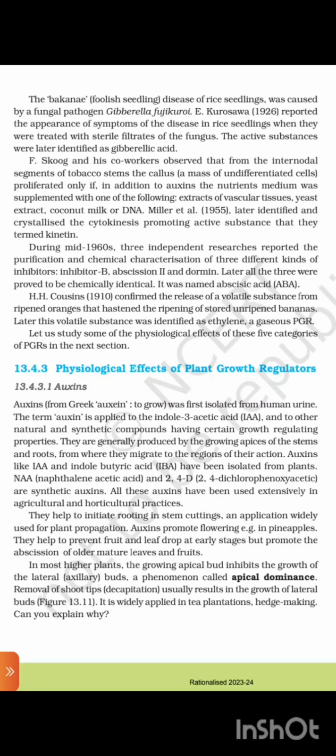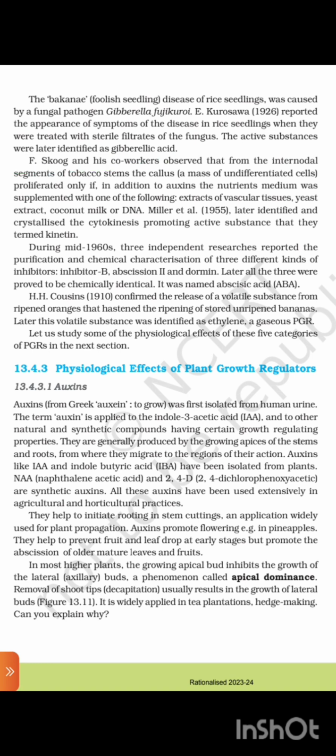Foolish seedling disease of rice seedlings was caused by a fungal pathogen, Gibberella fujikuroi. E. Kurosawa, in 1926, reported the appearance of the symptoms of the disease in rice seedlings when they were treated with sterile filtrates of the fungus. The active substances were later identified as gibberellic acid.